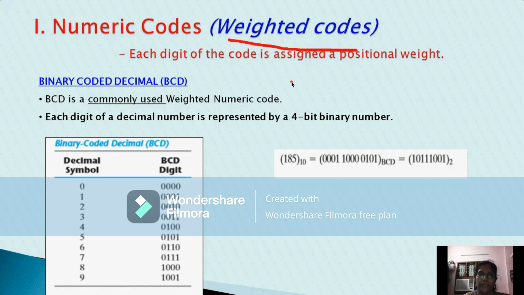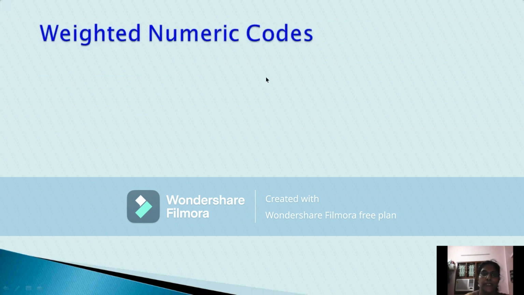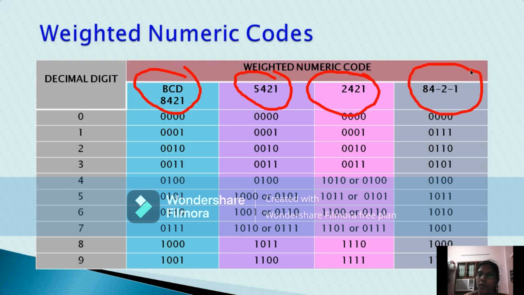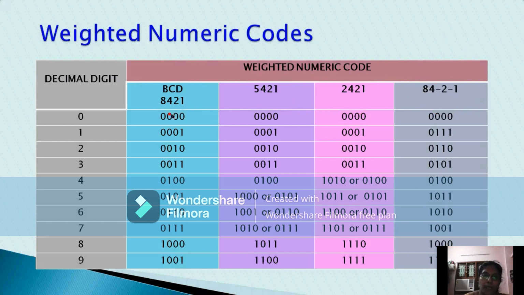Now, we see what the weighted code is. Why do you say weighted code? Understood? This one we see with the next, weighted numeric code. What is it? See here. You just go through this table. It includes BCD as well as some others: 5 2 1 1 is given, 2 4 2 1 is given, 8 4 minus 2 minus 1 is also given. This is also an example of a weighted numeric code. Why do we say this is a weight value? See here, for every decimal, I said already for BCD, with 4 bits only.